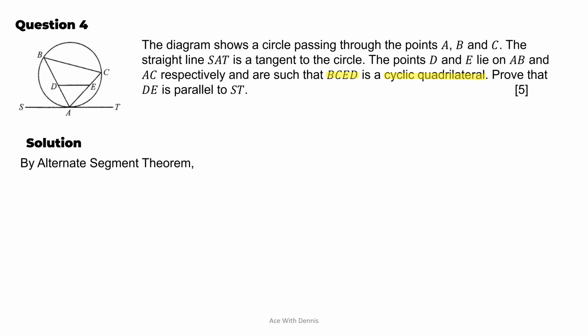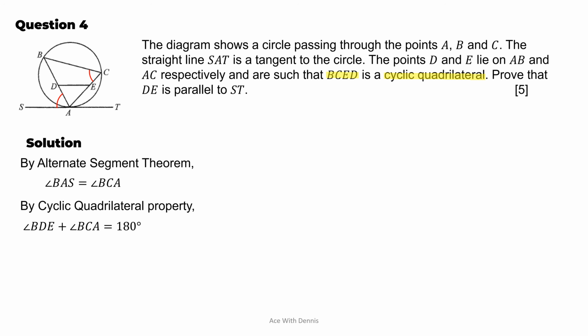Firstly, by the alternate segment theorem, this angle equals this angle, which is angle BAS equals angle BCA. And by the cyclic quadrilateral property, we know that angle BDE plus angle BCA equals 180 degrees, which is this angle plus BCA equals 180 degrees. Which means that angle BDE equals 180 degrees minus angle BCA.